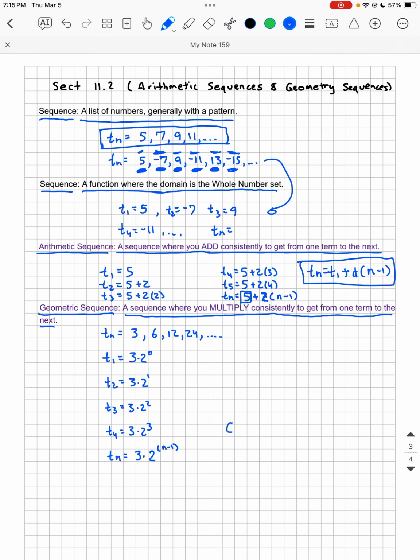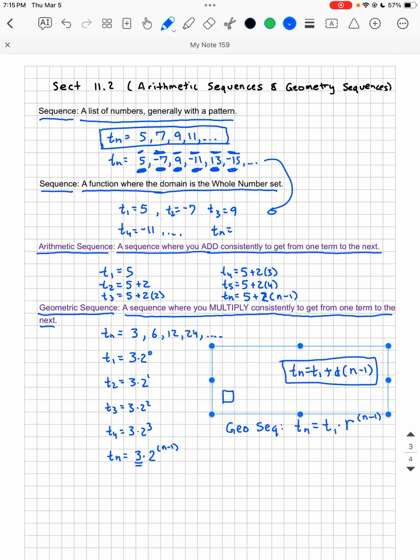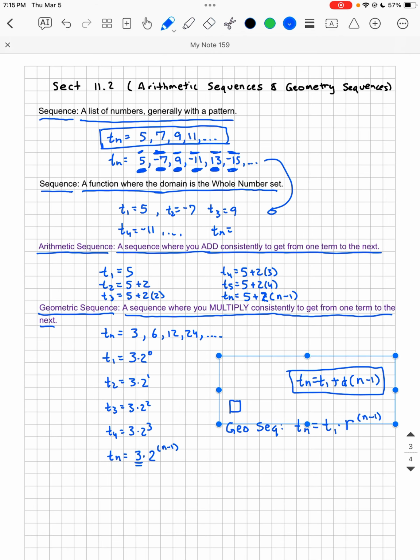And to put it all together, for our geometric sequence equation, T of n is equal to the first term, because that's what 3 is in this case, multiplied by r, which we call the ratio, meaning the number you multiply by in order to get from one term to the next, to the power of n minus 1.